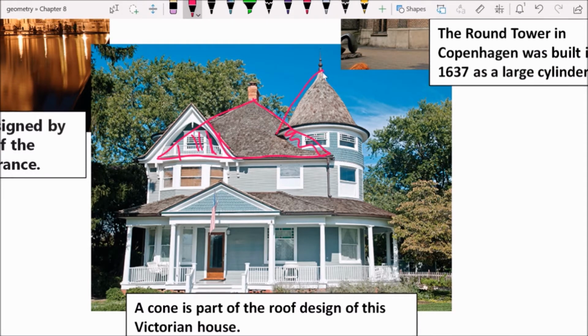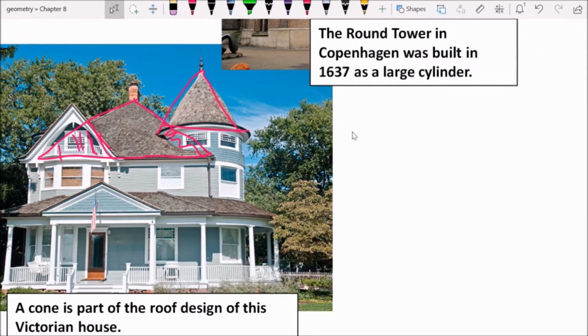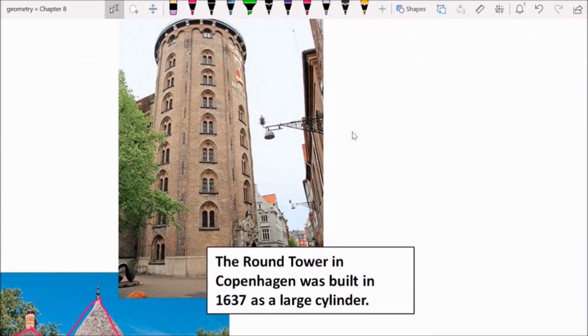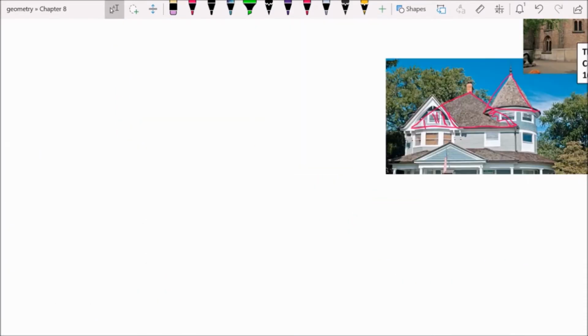And then up at the top, we have a cone. That's something we're going to learn about today as well, how to find the surface area of a cone. And then here's one that looks roughly like a cylinder, and this one's made of brick, so you'd be looking for the amount of brick that it takes to do a facade on this building in Copenhagen. All right, let's get to some examples.